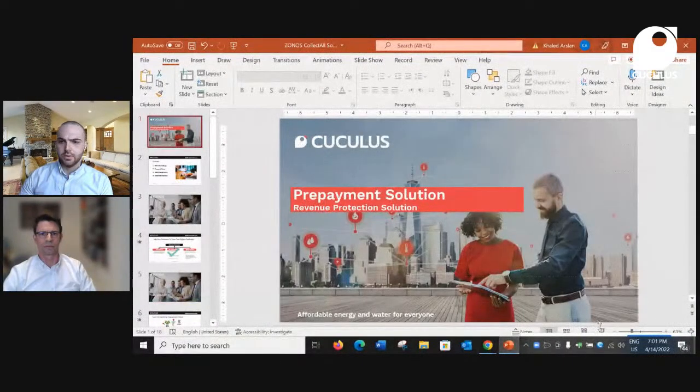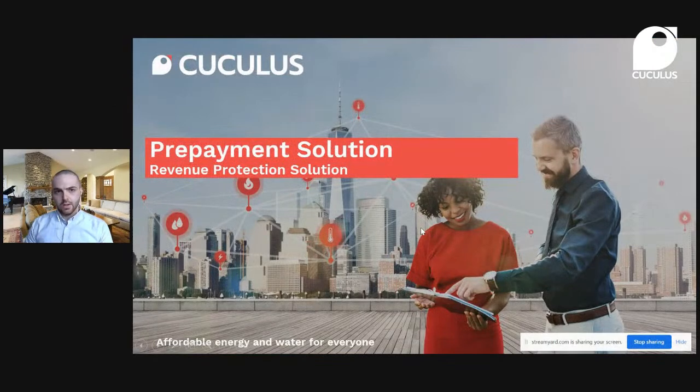I would be really glad to go through the revenue protection solution that Cuculus offers to our customers. It would be more focused on the prepayment solutions, but we will also talk about our total revenue protection solution too. Let me share my screen, please. Okay. So as I said, this would be focused on the prepayment solution, which is under the revenue protection solution or programs that Cuculus has.